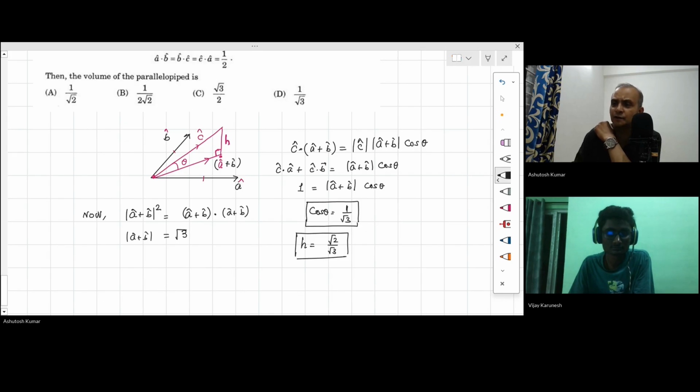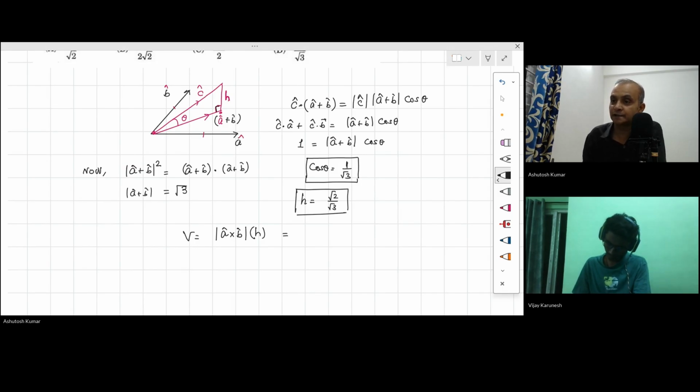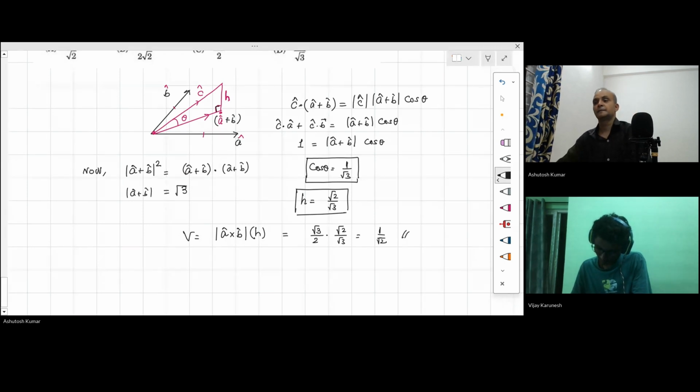It is not difficult actually, because 90 degree all the things we know that, correct? Yes, sir. Now we get the h, then the volume, what we are looking for, the base area. So base area is given by A cross B mod into the height. So A cross B, the angle between them already we know 60. So what we get? Root 3 by 2. And that is root 2 by root 3. Correct or not? So we got 1 by root 2 as the answer. Understood? Yes, sir.